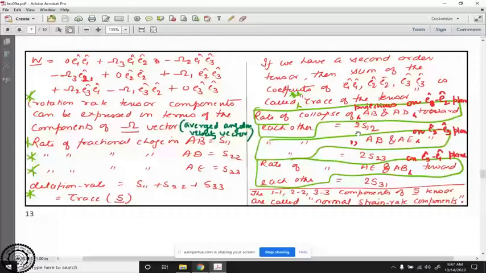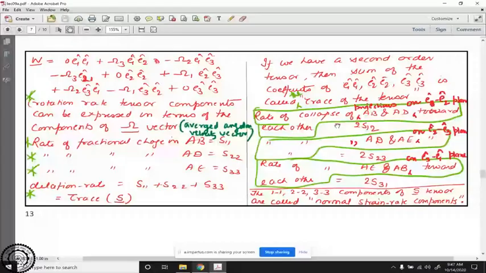And as I was saying earlier, effectively what I'm doing here is I have defined two tensors, strain rate and rotation rate, and I'm now trying to associate physical meanings to the various components of these two tensors, right? So strain rate tensor, 1,1 component is rate of fractional change in AB, 2,2 is rate of fractional change in AD. Similarly, now if I come here, 2 times S12 represents rate of collapse of projections of AB and AD on E1 and E2 plane.